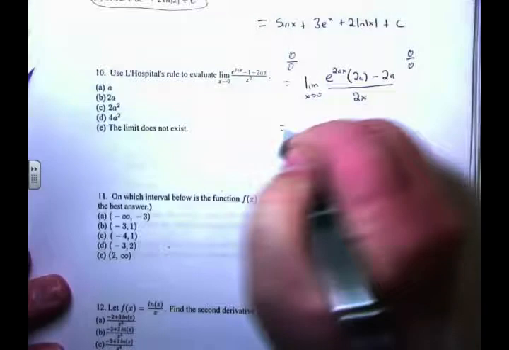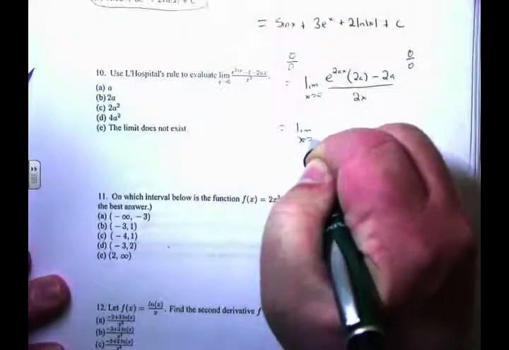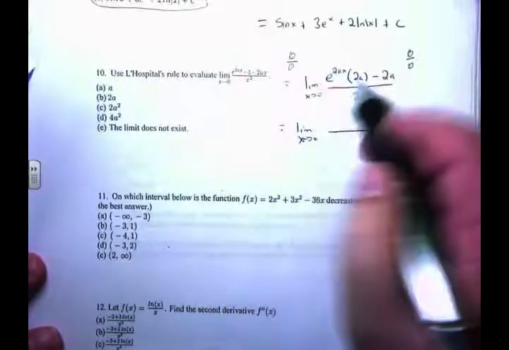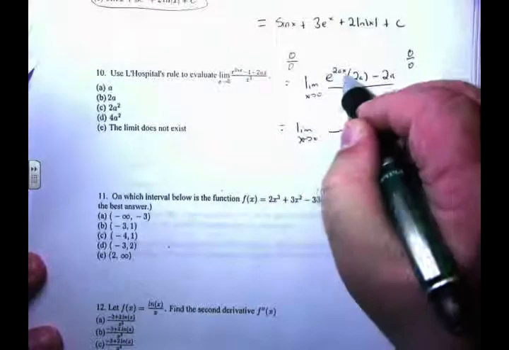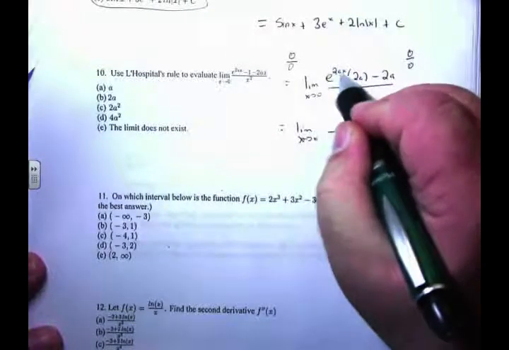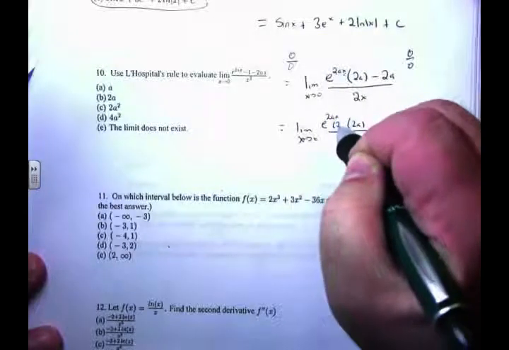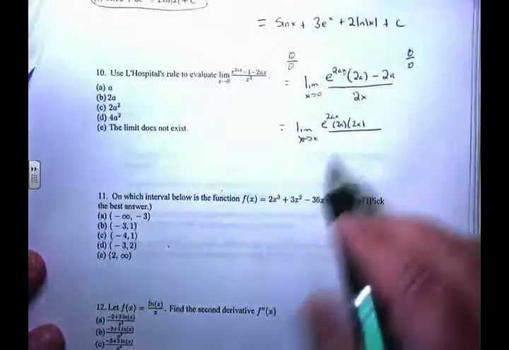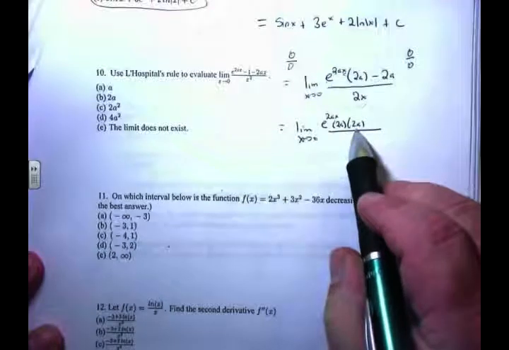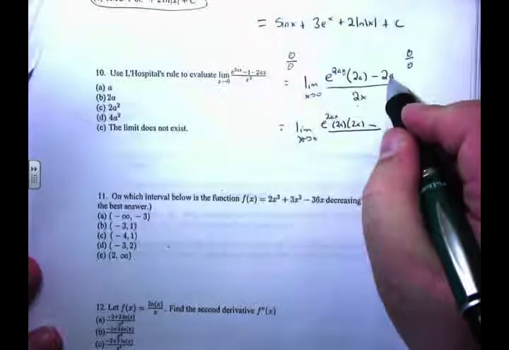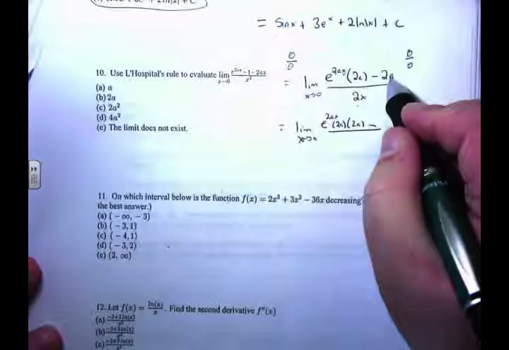So, L'Hopital it again. This is the limit of the derivative of the top. Well, 2a is a constant. Leave it alone. We're taking the derivative with respect to x. Derivative of e to the 2ax is e to the 2ax times the derivative of the exponent, which is 2a. So I got another 2a times that 2a, which is a constant, minus, what's the derivative of 2a? 0. There is no x in it.